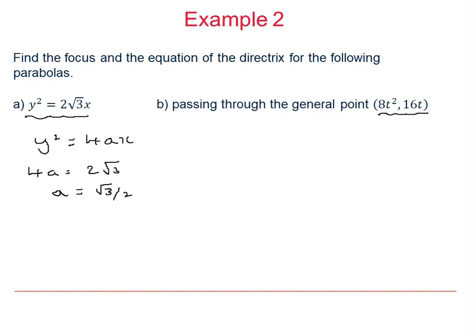So the focus is at (a, 0), so that's (root 3 over 2, 0), and the directrix is at x is equal to negative a, which is negative root 3 over 2.